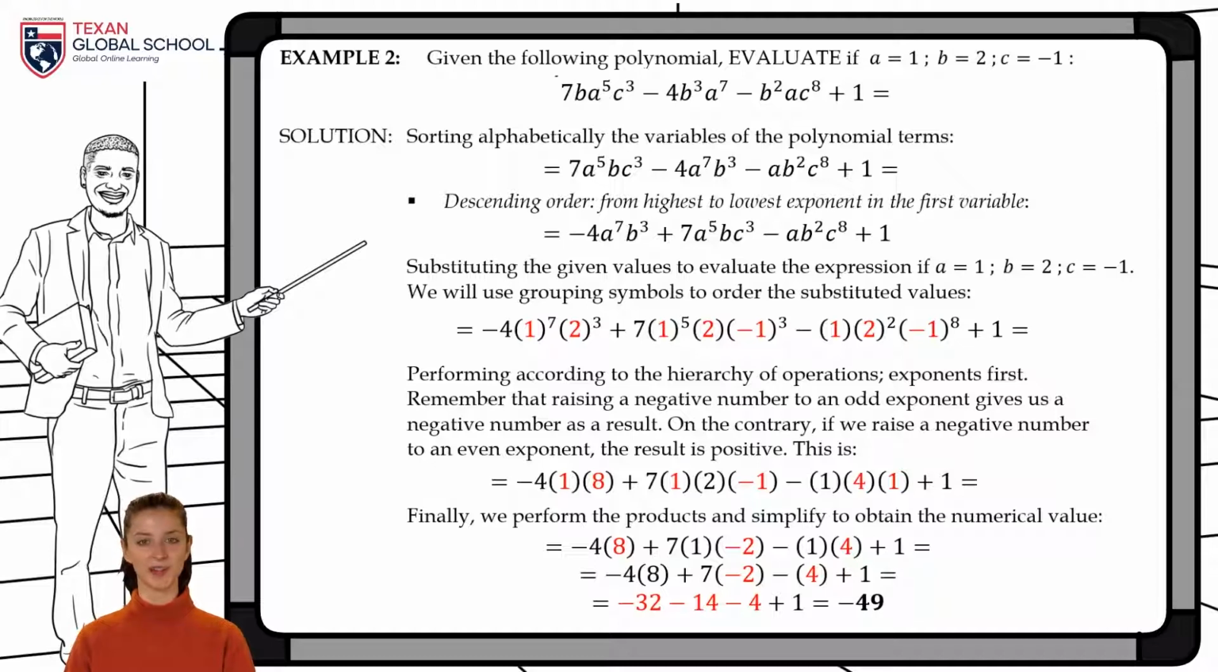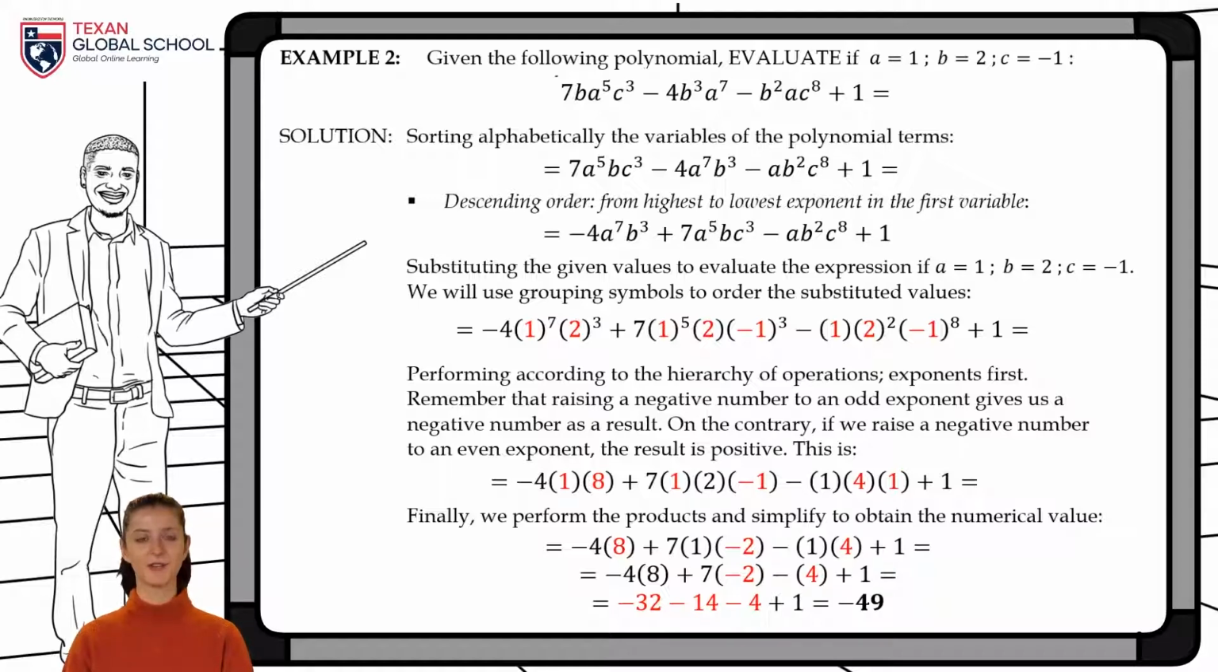In this second example, we are also asked to evaluate a polynomial if a is equal to 1, b is equal to 2, and c is equal to -1. Likewise, we arrange in descending order from highest to lowest exponent in the first variable. Later we substitute the given values to evaluate the expression. We will use grouping symbols to organize the substituted values, which are highlighted in red. We simplify according to the hierarchy of operations, exponents first.